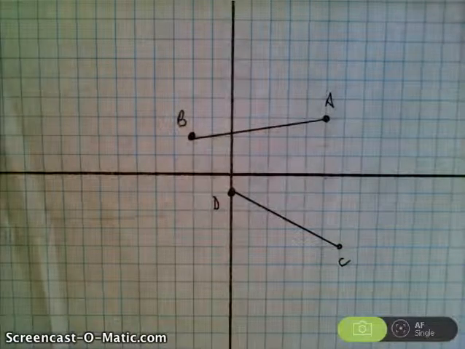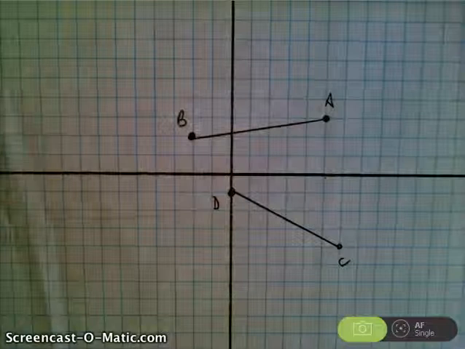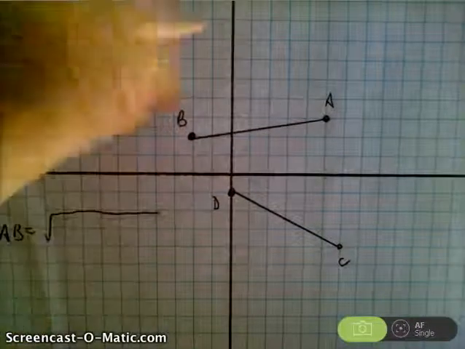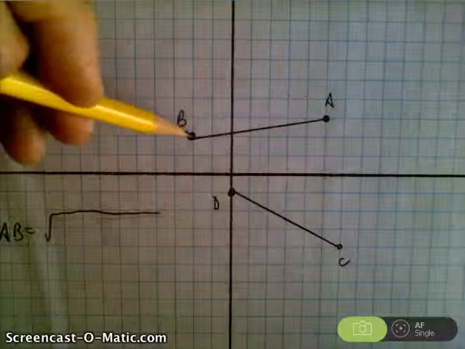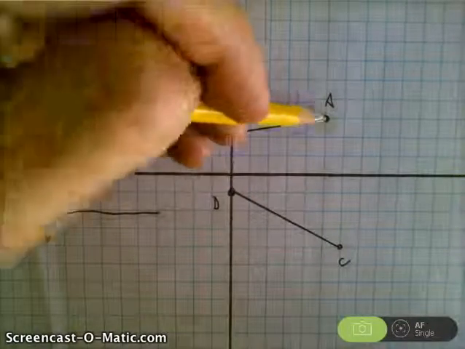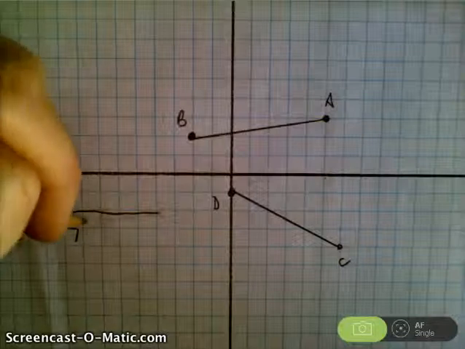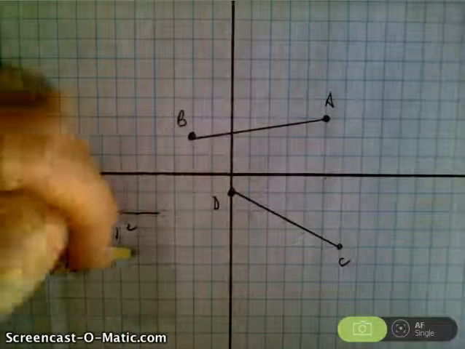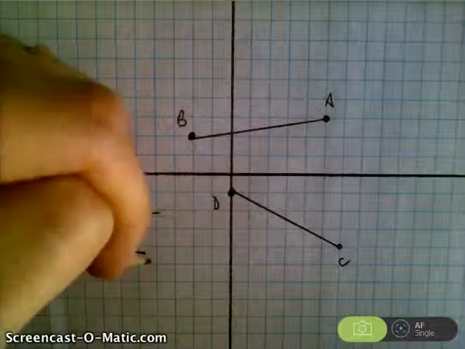So on a recent test, students were asked to determine if AB and CD were congruent. The best way to do it is to use the distance formula. So for A to B, we're going to get a vertical change of 1 and a horizontal change of 1, 2, 3, 4, 5, 6, 7. So it's going to end up being the square root of 7 squared plus 1 squared, which is radical 49 plus 1, which is rad 50.